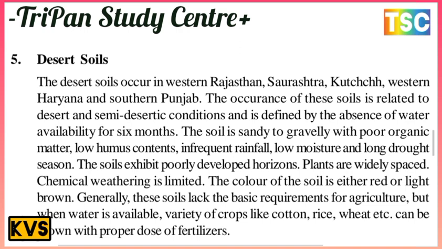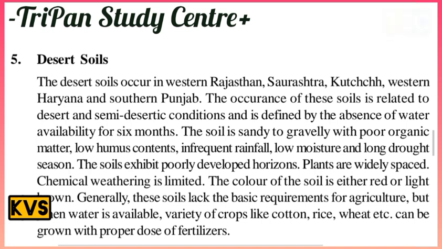The occurrence of this soil is related to desert and semi-desert conditions and is defined by the absence of water availability for 6 months. The soil is sandy to gravelly with poor organic matter and low humus content. There is infrequent rainfall, low moisture and long drought seasons. The soil exhibits poorly developed horizons and plants are widely spaced. Chemical weathering is limited. The color of the soil is either red or light brown.